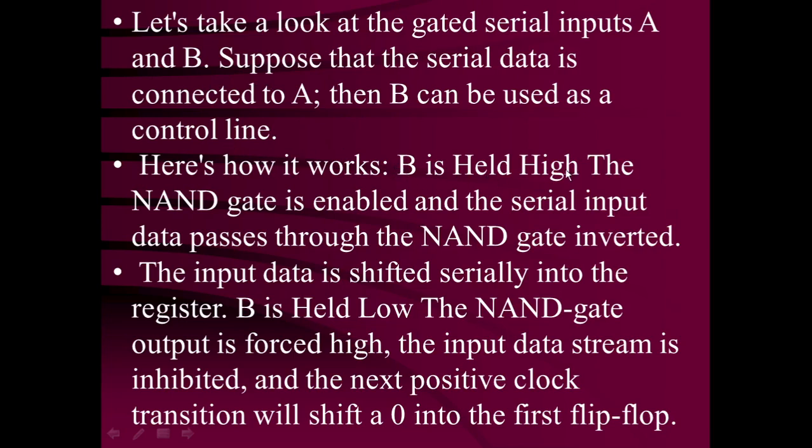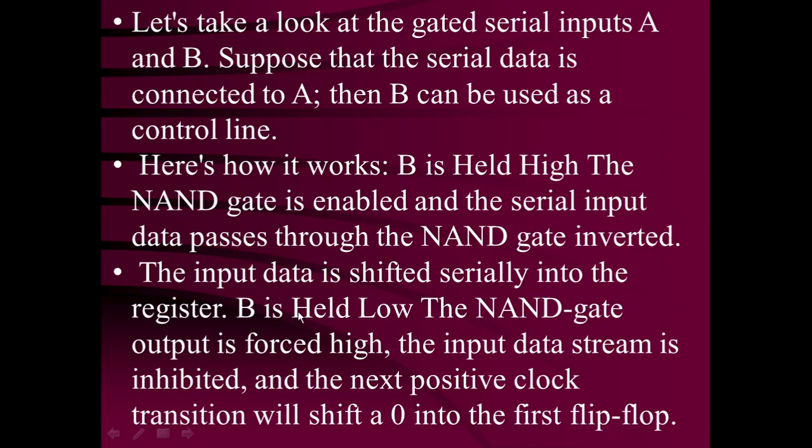If B is held high, the NAND gate is enabled and serial input data passes through the NAND gate inverted. That means if the B input is held high continuously, then the data at input A is inverted by the NAND gate and made available to the first flip-flop. So, B is held high, the NAND gate is enabled and serial data input passes through the NAND gate inverted. The input data is shifted serially into the register.